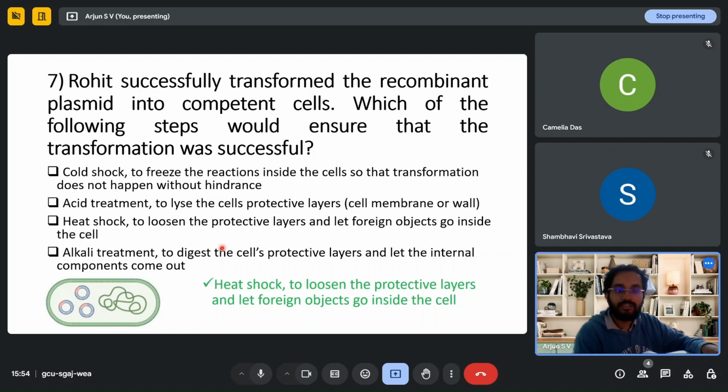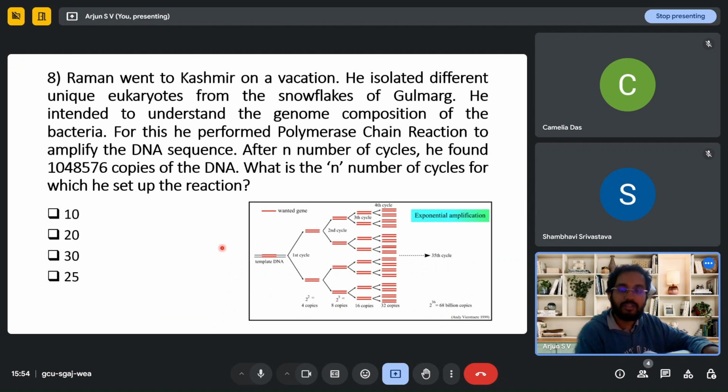So if there are no questions, I'll move on to the next problem. So Raman went to Kashmir on a vacation. He isolated different unique eukaryotes from the snowflakes of Gulmarg. He intended to understand the genome composition of the bacteria. For this, he performed polymerase chain reaction to amplify the DNA sequence. After n number of cycles, he found some number of copies of DNA, 10,48,576 copies of DNA. What is the n number of cycles for which he set up the reaction?